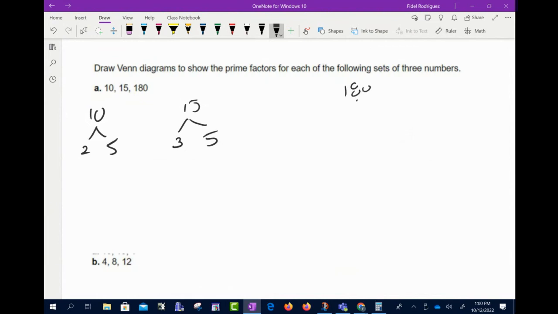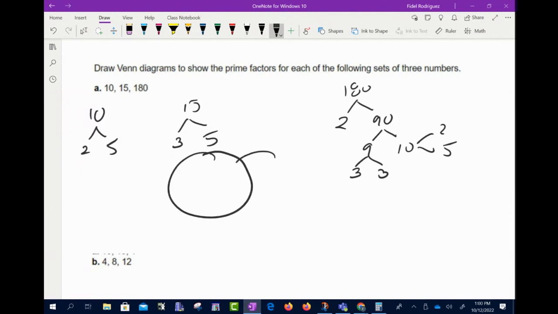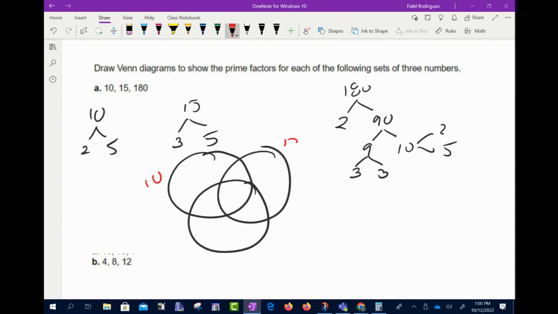And 180, it's going to take me a little bit longer to break down. 2 and 90. That's 9 and 10. That's 2 and 5. And that's 3 and 3. Okay. So, y'all, just like we did before, I'm going to go 1, 2, 3. Okay. And just like I did, y'all, that's going to be my circle for 10. That'll be one for my 15. And that'll be for my 180. Okay.